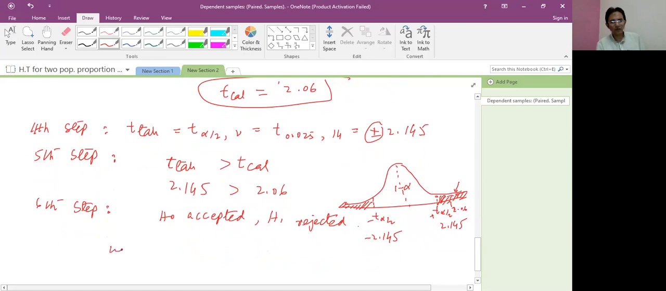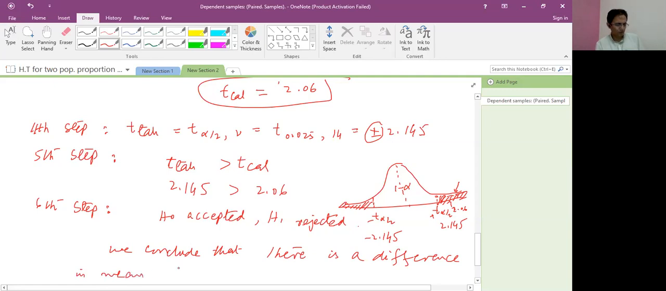Now we conclude that there is a difference in the mean circulating level of androgen.